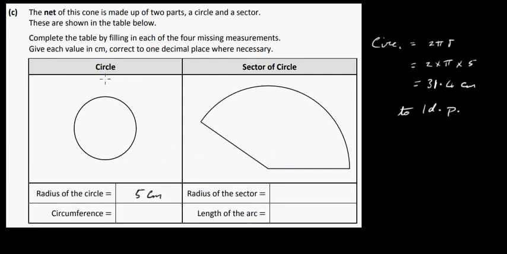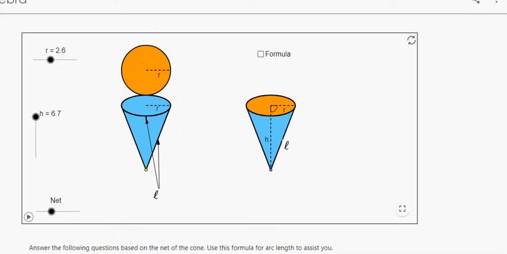So that's our circumference. So it's 31.4 centimeters. Okay, so let's look at the curved surface area here. Now the curved surface area on our right here, again, if we go back and look at our net here.